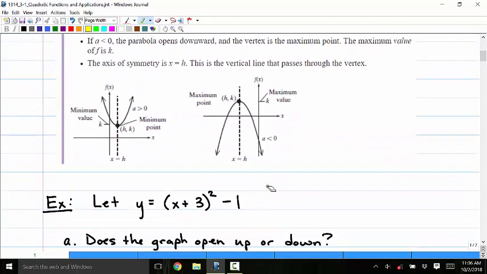Looking at a parabola that opens up, like this one, what can you tell me about the leading coefficient a? It's greater than 0. a's got to be positive. That vertex down here, h, k, is going to be a relative minimum. And you're going to have an axis of symmetry, x equals h. Okay, let's go look at an example.